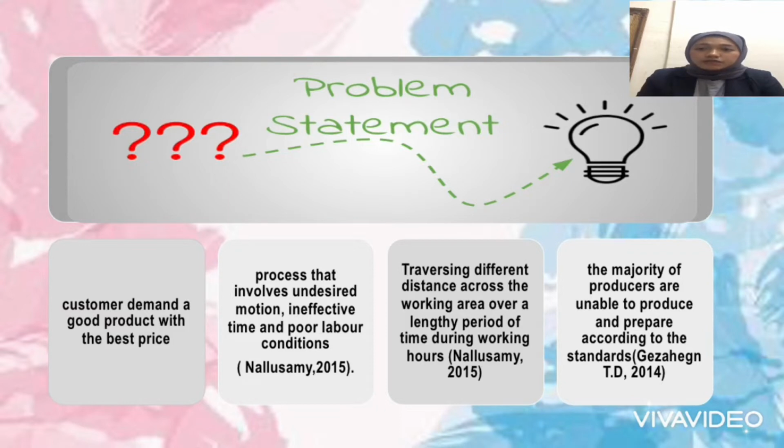Internal productivity factors in the shoe factory include productive activities and time spent on the production system, as well as total ineffective time caused by inefficient manufacturing or operation method and worker dissatisfaction, said Nulusami 2015 and Bewuket 2018. According to Gazehan TD 2014, due to the lack of quantity, quality time, and inadequate technique of executing the work, the majority of Ethiopian footwear producers are unable to produce and prepare according to the standard.